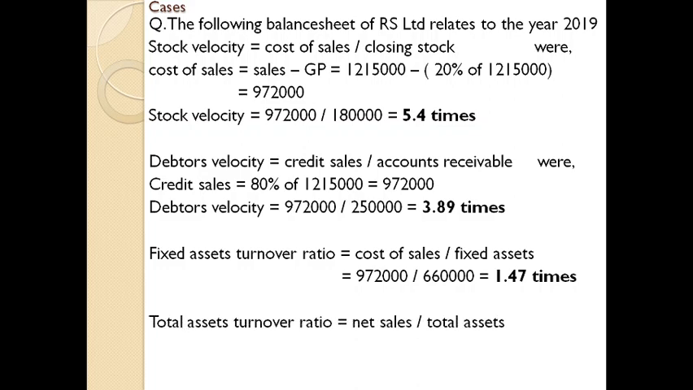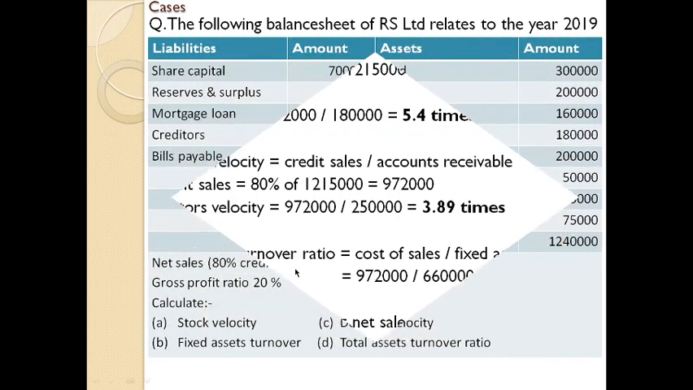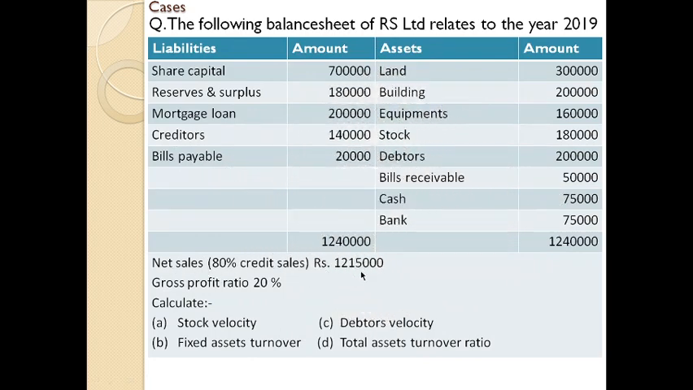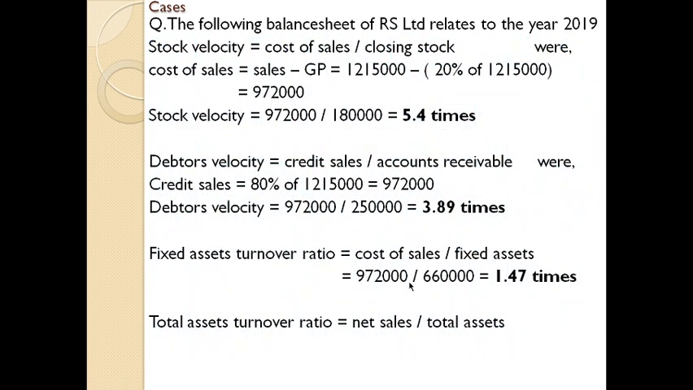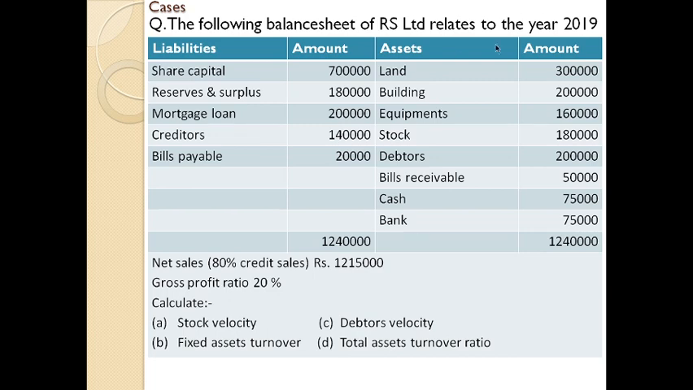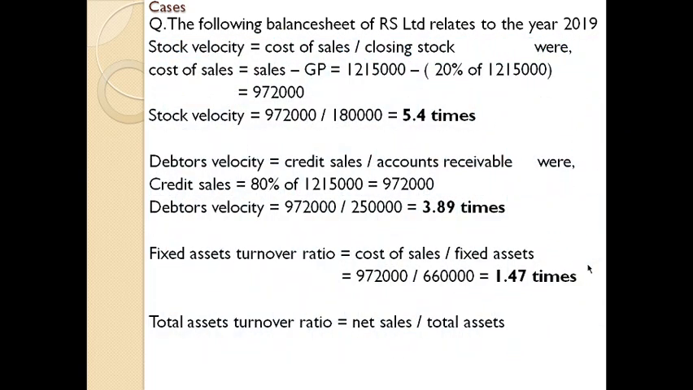Next one, total assets turnover ratio, that is equal to net sales divided by total assets. In the question it is already given net sales. See, net sales is 12,15,000 and total assets. Total assets is the total side of the balance sheet, or asset side of the balance sheet, that is 12,40,000. Just substitute the values. 12,15,000 divided by 12,40,000, 0.98 times.